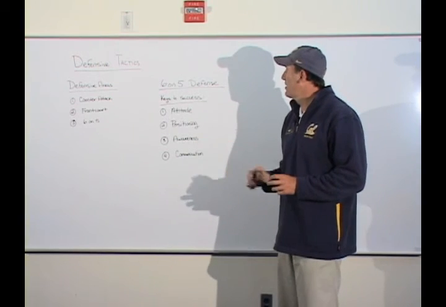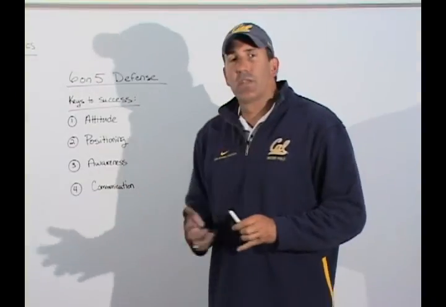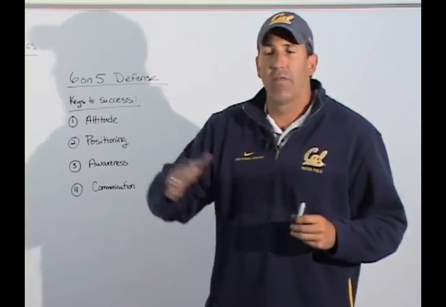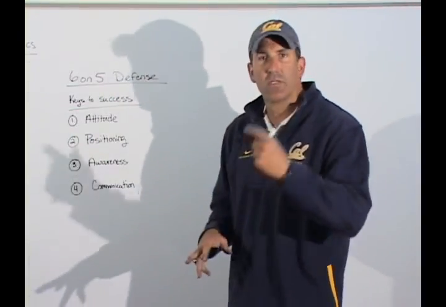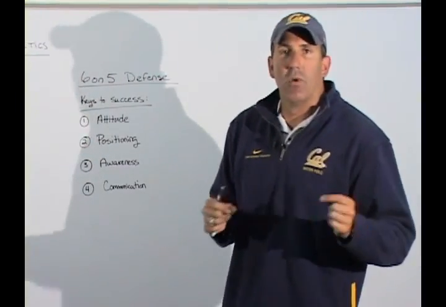Lastly, we're going to look at 6-on-5 defense and the keys to success in the 6-on-5 situation. Obviously, in a 6-on-5 situation, defensively, you're down a man. You have a player ejected. You have 5 players. The offense has 6. So you're going to have to guard multiple people.